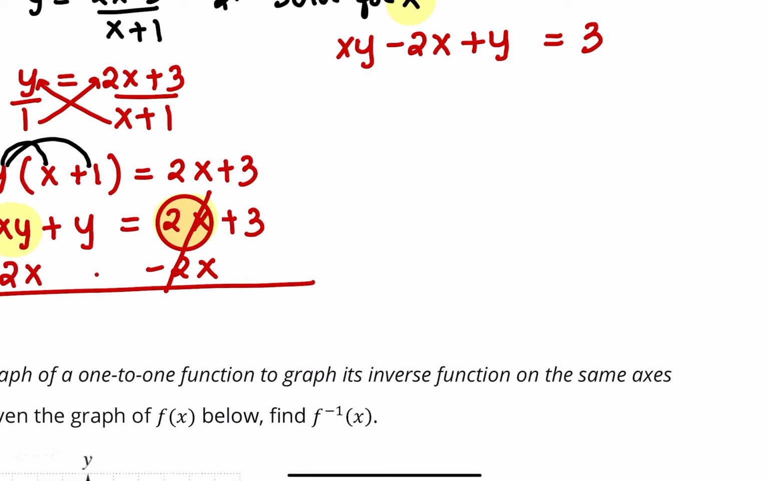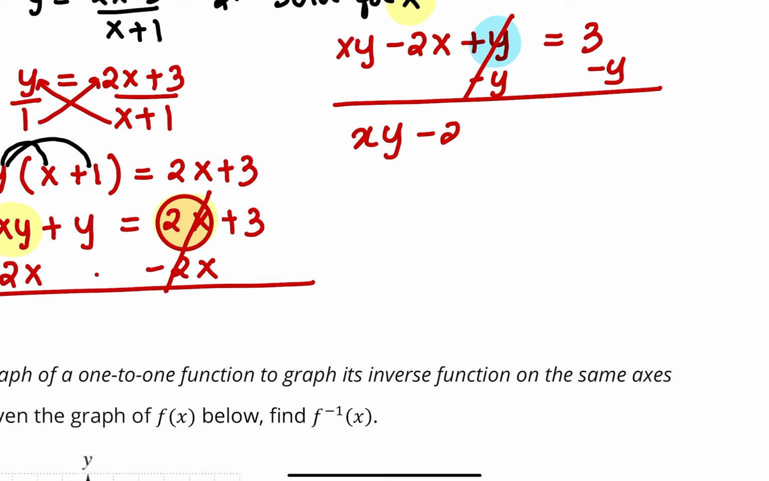And now, remember, the goal is to get x by itself. So I don't need the y here. I'm going to move my y to the other side. And now what do I have? I have xy minus 2x is equal to 3 minus y. I still did not solve for x, but don't you see there is an x and x here? What can you do? You can simply pull out the x, or factor out the x.